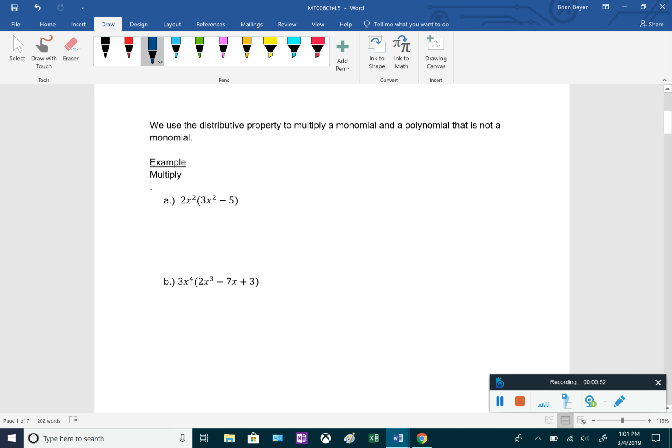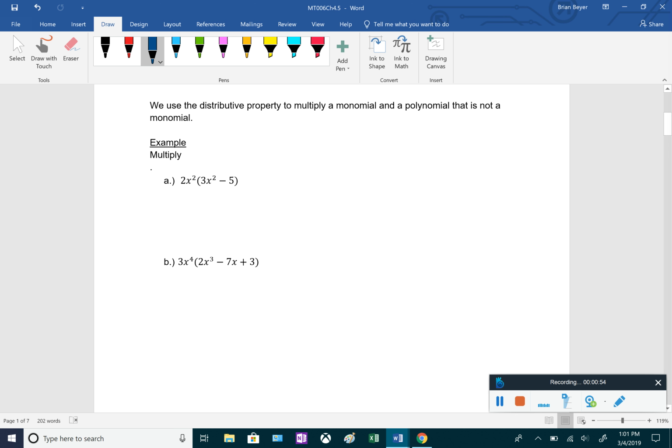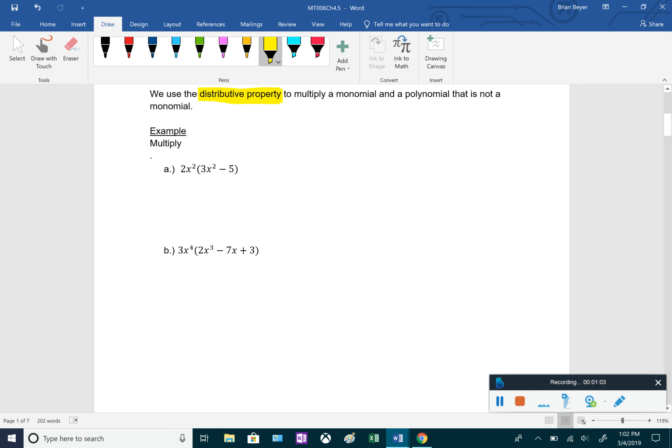For multiplying monomials by polynomials that are not monomials, we have to use the distributive property. So now we're going to be multiplying a monomial into a binomial for this first one. So 2x squared times 3x squared minus 5. So we have to distribute the 2x squared. 2x squared times 3x squared is 6x to the 4th. We had to add the exponents. Minus 2x squared times 5 is minus 10x squared.